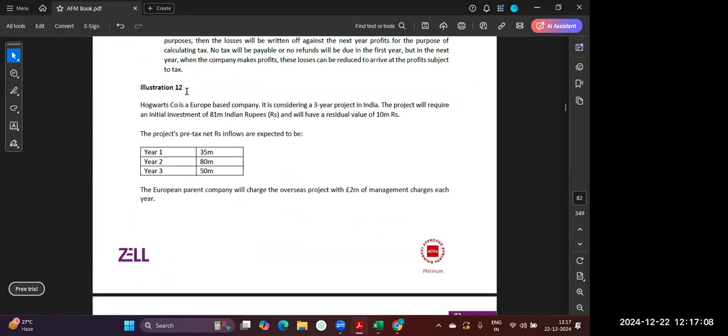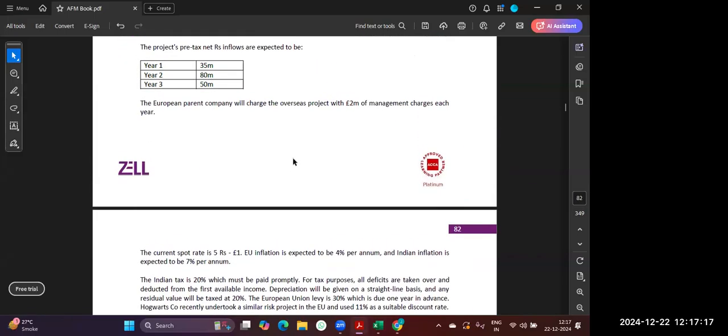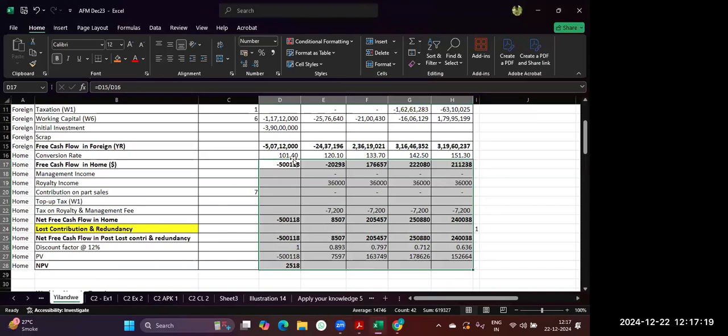This is classroom illustration 12, Hogwarts. It is not that complicated. This question is a foreign NPV question, which is for homework for you. So please go through this whole solution and let me know if you have any doubts, you want me to scroll anywhere, or if you have any queries.